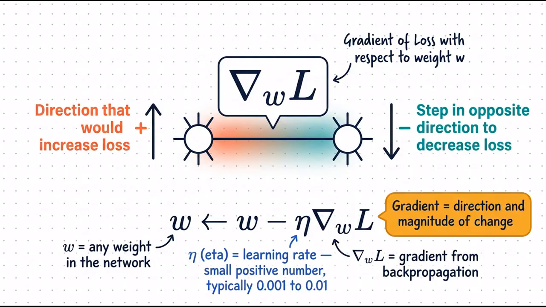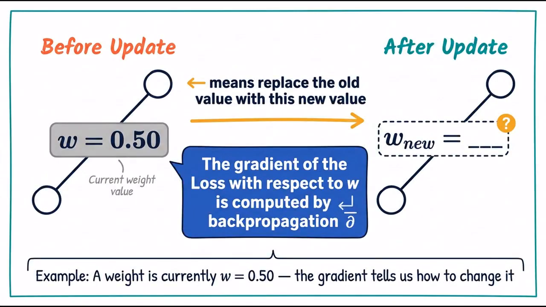W gets updated to W minus eta times the gradient of the loss with respect to W. Here, W is any weight in the network. Eta, the learning rate, is a small positive number, commonly in the range 0.001 to 0.1, that controls how large each step is. The gradient of the loss with respect to W is computed by backpropagation, and the arrow means replace the old value with this new value.